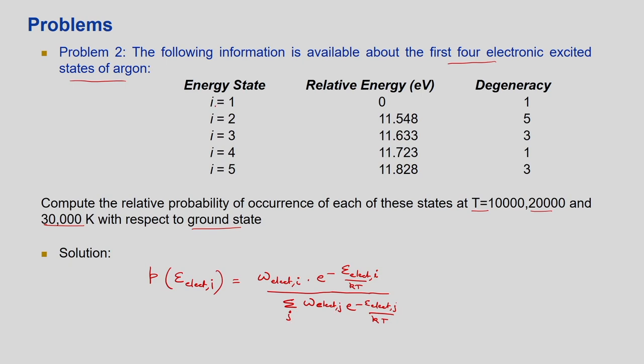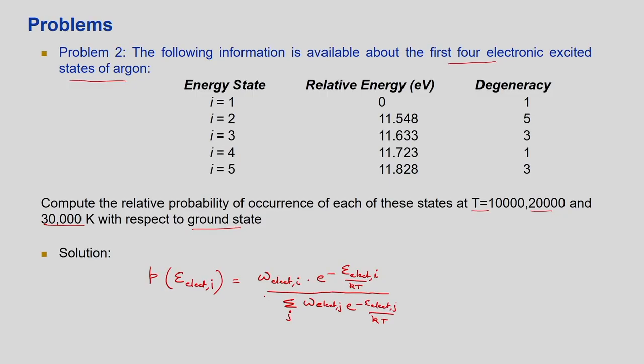So, j will then go from i equal to 1 to an infinite number of states until the argon atom gets ionized. Then if it is ionized, it is not in the atomic state, it is in the ionic state. So, do we have that information? No. If you see the probability of occurrence of a particular electronic ith state, we know omega of that particular state. This exponential term also we know, but we do not have information to compute the denominator because we have access to neither the degeneracies nor the energy values.